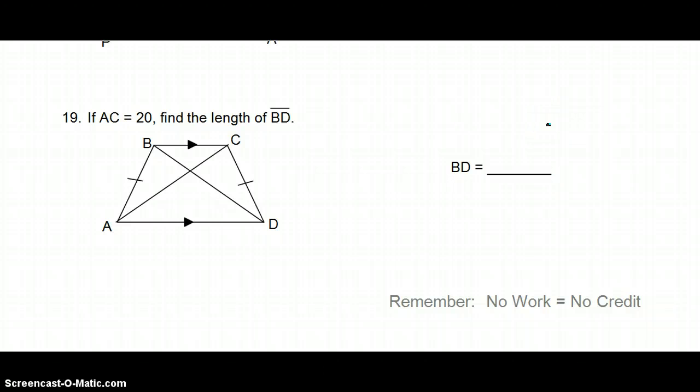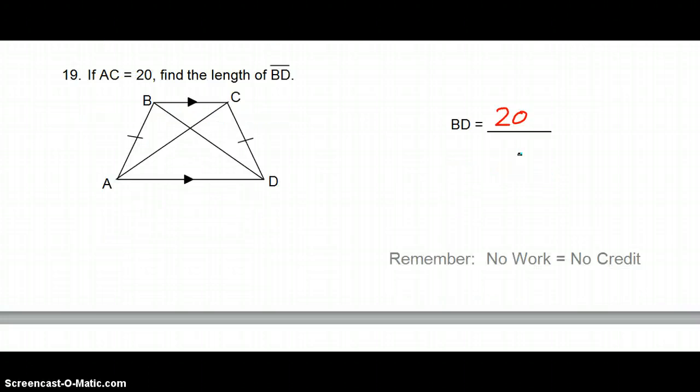Number 19, if AC is equal to 20, find the length of BD. Alright, AC, this whole distance is 20. And this is isosceles, and one of the rules that we learned for isosceles trapezoid was that the diagonals are congruent. So, if AC is 20, BD is also 20.